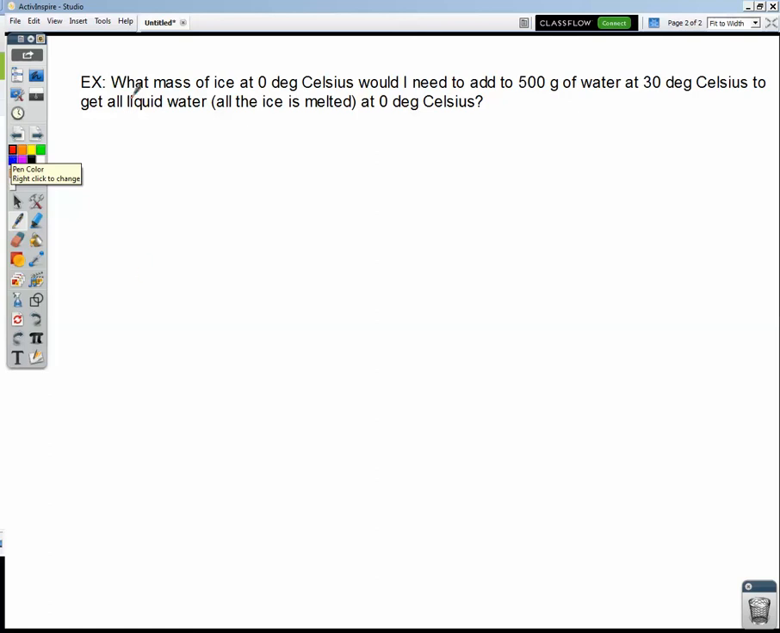So again, we have something gaining energy, we have something losing energy. The thing that's gaining energy is the ice, because we have to add heat energy in order to get it to melt. And the thing that's losing energy is the 500 grams of water at 30 degrees Celsius, because it's cooling down. We're taking heat energy out. So again, Q lost is going to equal the opposite of Q gained, because the water is going to give its heat energy to the ice to melt it.